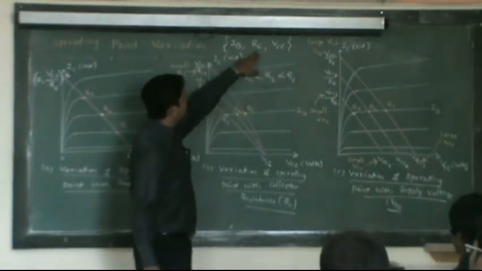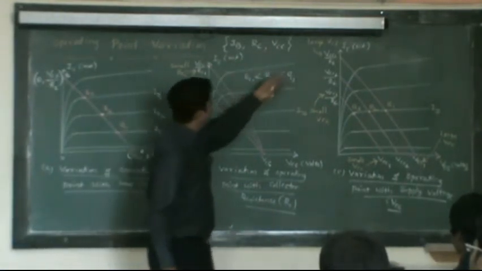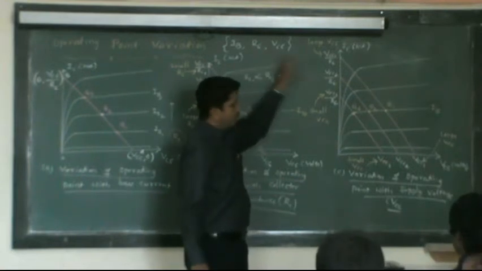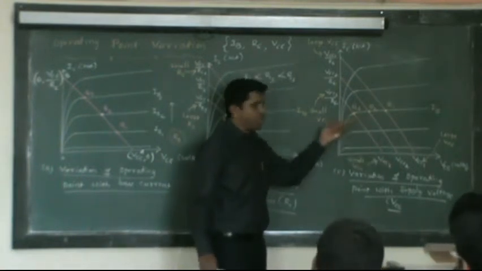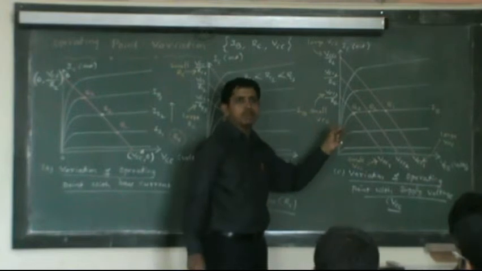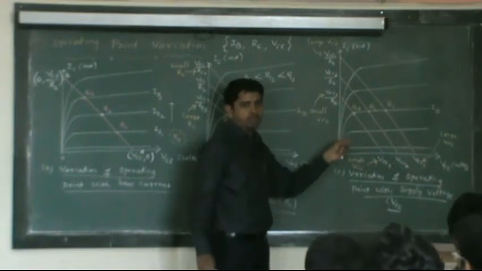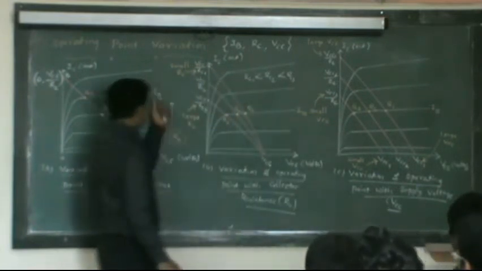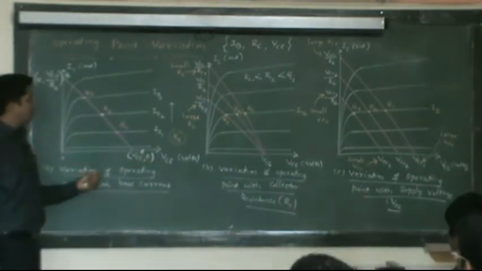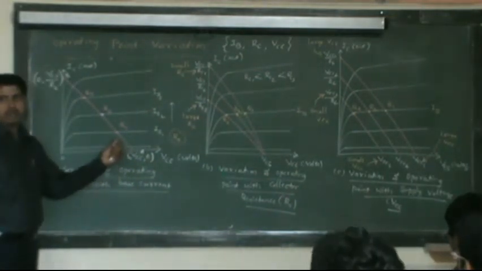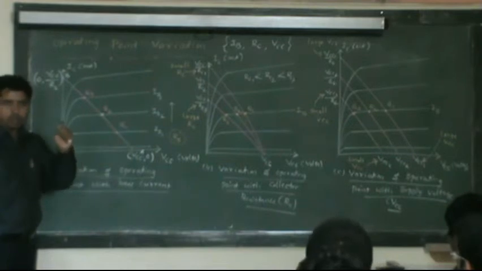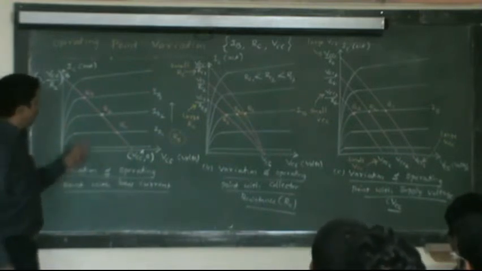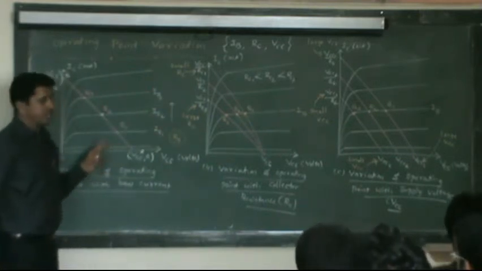Suppose you vary RC, the Q point changes. That means RC should not be varied. If the supply voltage changes, the Q point also changes, so always keep the supply voltage constant. Don't allow it to vary. Similarly, if the base current changes, the Q point also changes. Don't allow the base current to change. Fix it with one base current. That's what these 3 graphs signify.